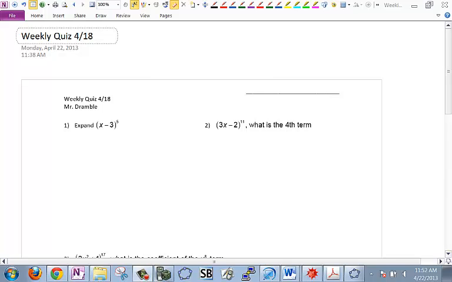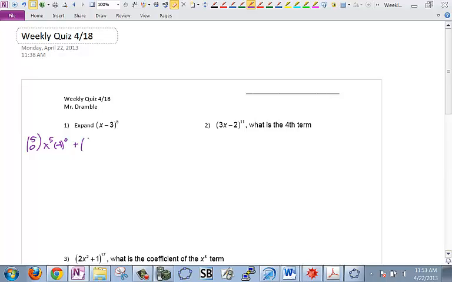I believe this quiz makes part 3 of your test 7 review packet, yeah? Okay. Number 1, let's expand. This becomes 5 choose 0, x to the 5th, negative 3 to the 0. Make sure that negative 3 is in parentheses. A lot of people didn't write the parentheses and somehow it turned into a subtraction instead of a multiplication. That was a little bit weird.